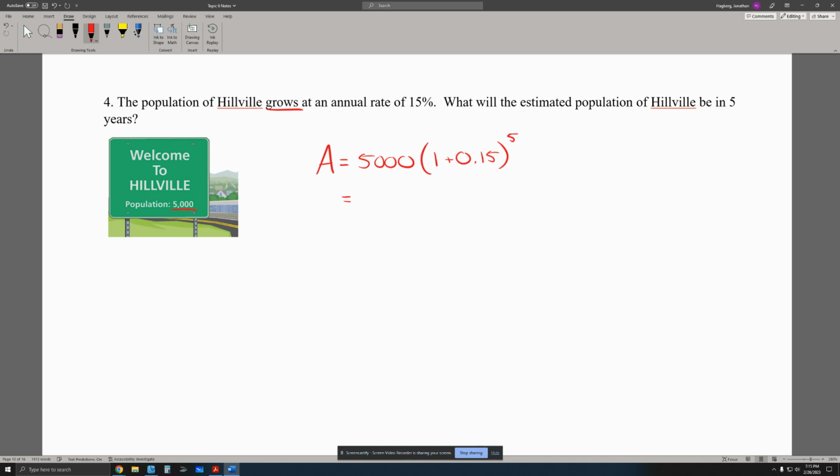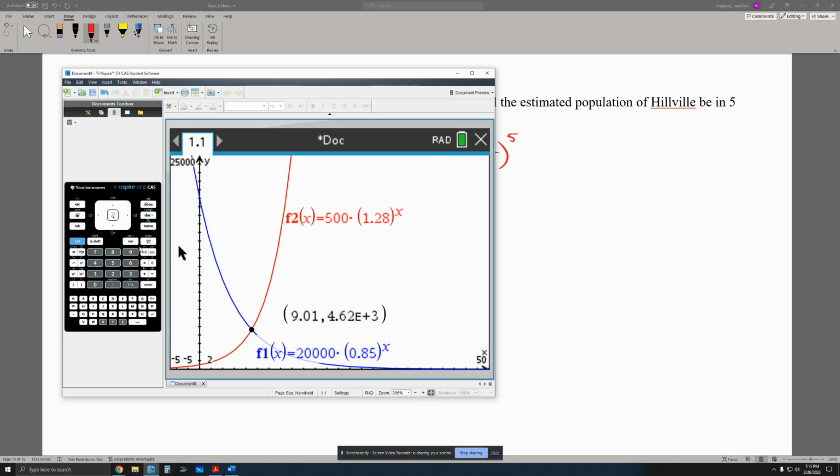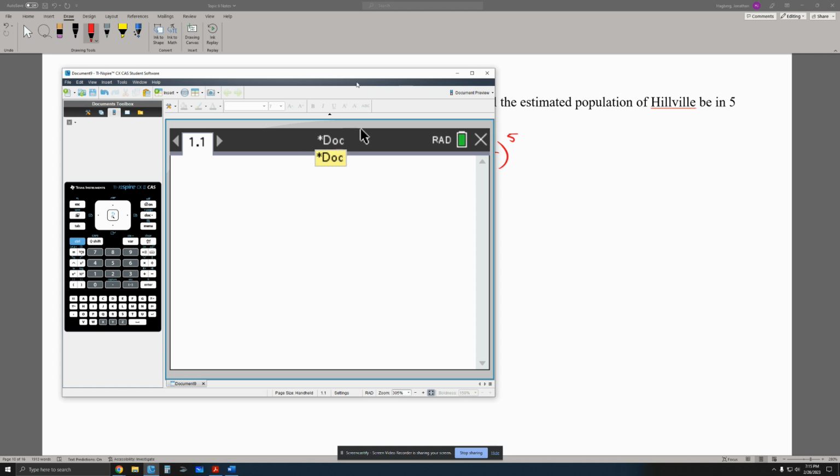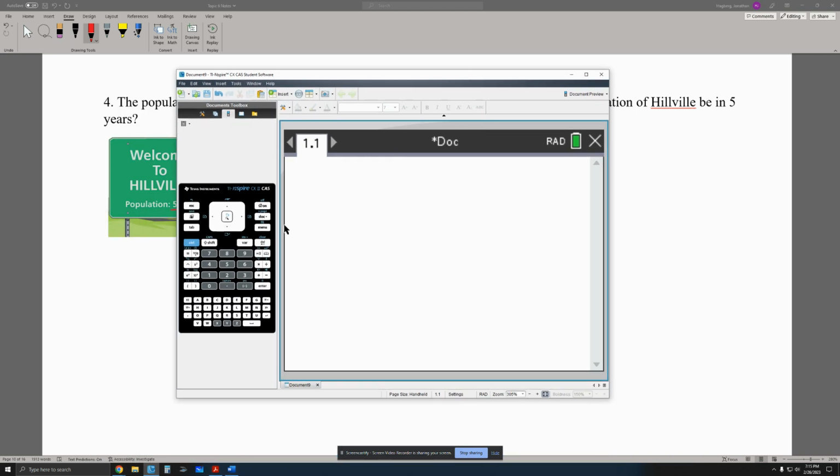So let's go ahead and plug this into our calculator. I'm going to just open up a new doc. And we have 5,000 times 1.15. That's 1 plus 0.15. And then to the power of 5, I'm going to hit enter. And we have about 10,056 people.